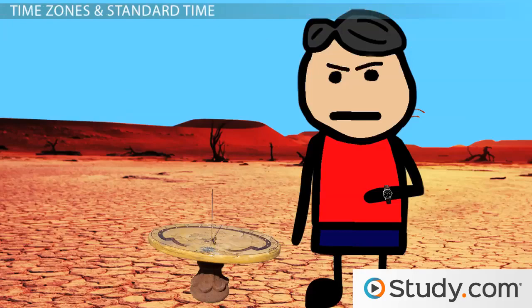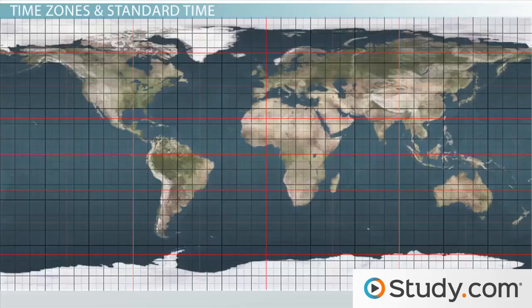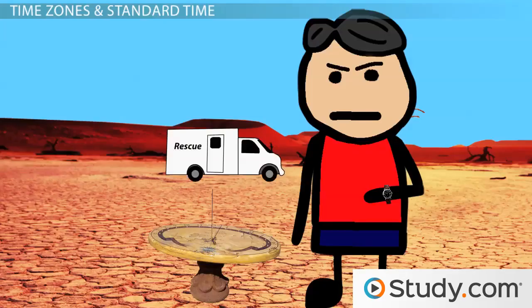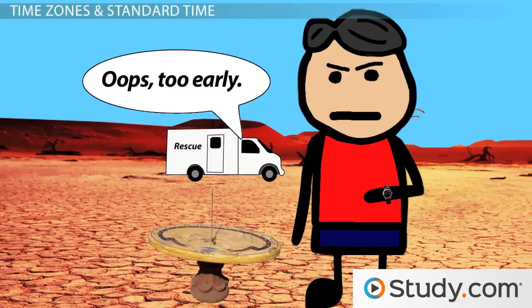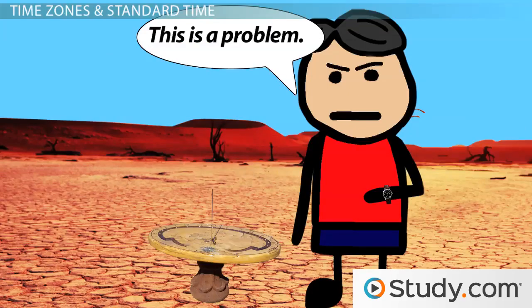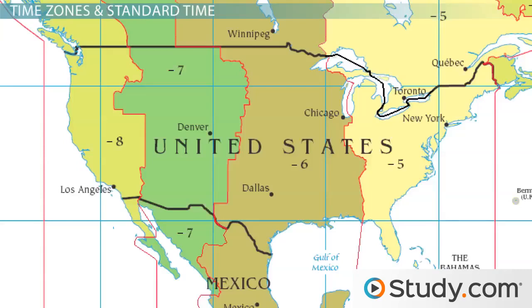Let's think about this. The sun crosses the meridian at noon. The exact moment the sun crosses the meridian depends on a person's longitude. That's essentially saying that unless your rescuers are exactly north or south of you, their "noon" will not occur at the same time as your "noon." That could totally mess up any rescue attempt. In order to overcome this problem, time zones were created.